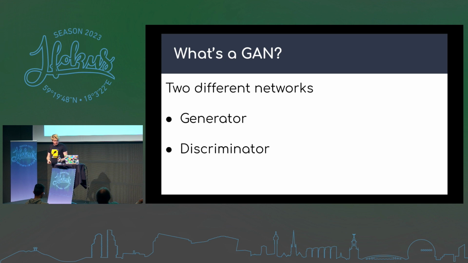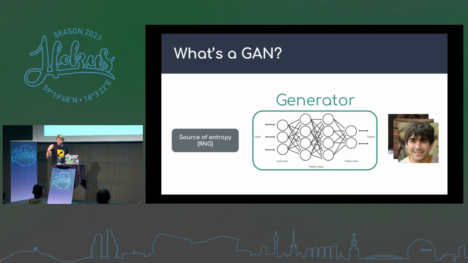In a GAN, we actually have 2 different networks. So remember, a neural network is just a black box. We are going to train those 2 black boxes to work together, actually against each other, to produce something. So we have the generator, that's the network that interests us. The input for it is a bit special. We just provide it with random data.